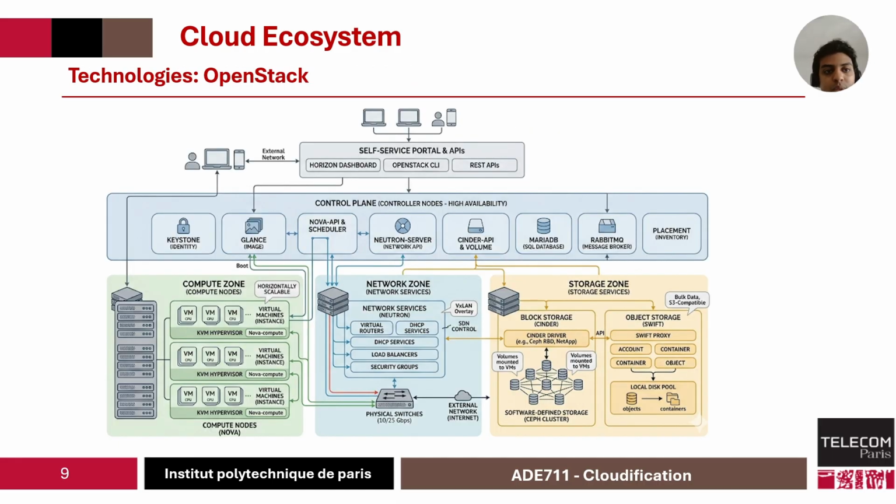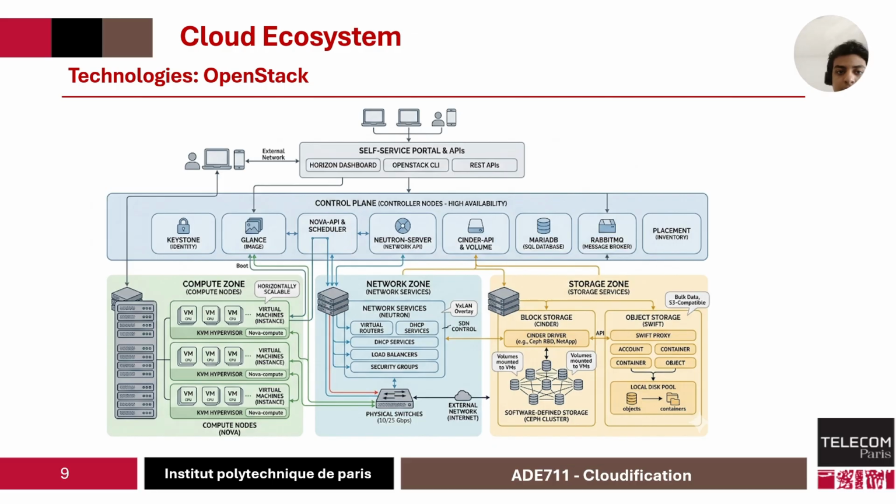So let's move to the cloud ecosystem. The first technology that is very used by a lot of companies is OpenStack. OpenStack is a technology to build your own cloud. We talked about private clouds, and to be able to have a private cloud, you can use OpenStack.